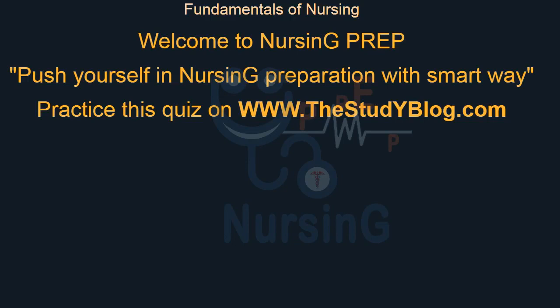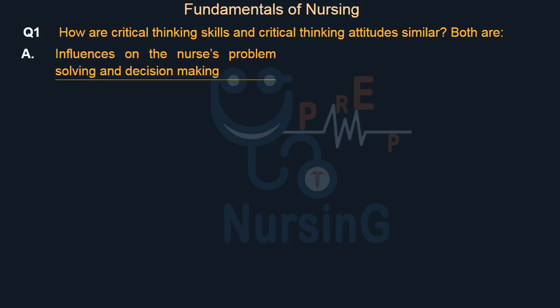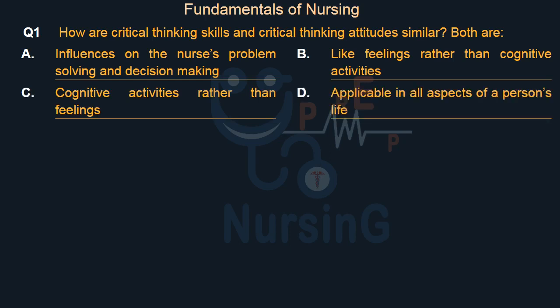www.thestudyblog.com. Fundamentals of nursing. How are critical thinking skills and critical thinking attitudes similar? Both are: Option A. Influences on the nurse's problem solving and decision making. Option B. Like feelings rather than cognitive activities. Option C. Cognitive activities rather than feelings. Option D. Applicable in all aspects of a person's life.